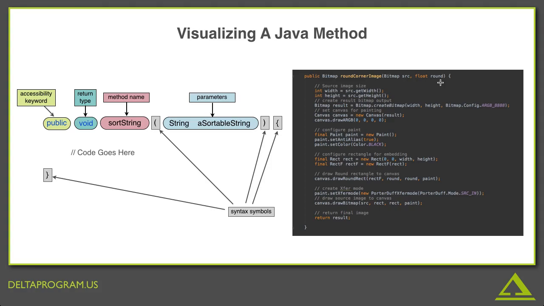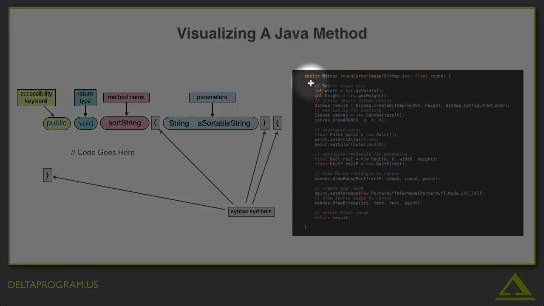Okay, the only other thing we haven't talked about is the accessibility keyword. In this case, public. That just means you can access this method from anywhere else in the code without restrictions. For now, that's fine, but we'll talk later about the other types and why accessibility is so important.